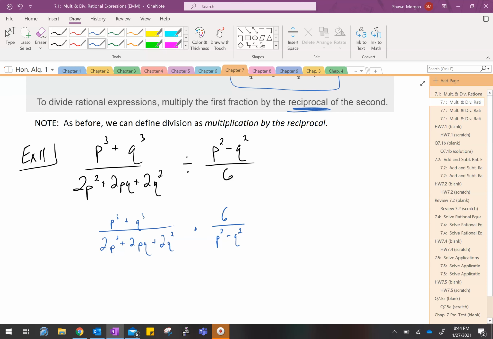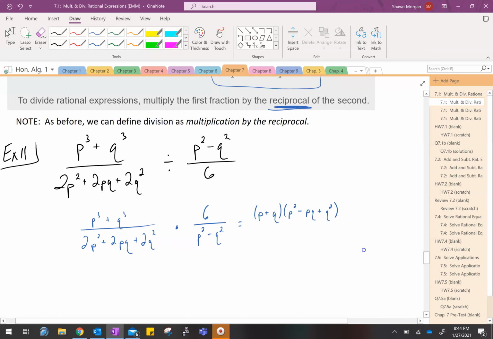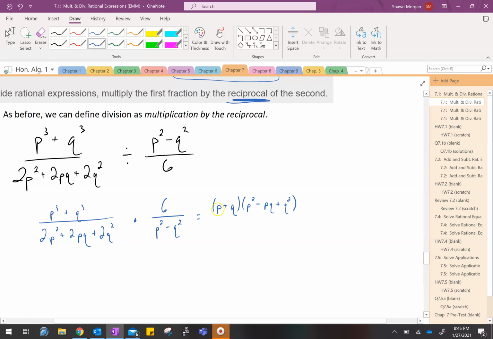You may recall that first fraction on the numerator. This year I have not gone through the sum of cubes with you before, but I did tell you there's a formula to be memorized. So I'll let that cat out of the bag. The way that it factors is P plus Q, and then P squared minus PQ plus Q squared. That's called the sum of cubes, and that's just a particular factorization technique that we have memorized.